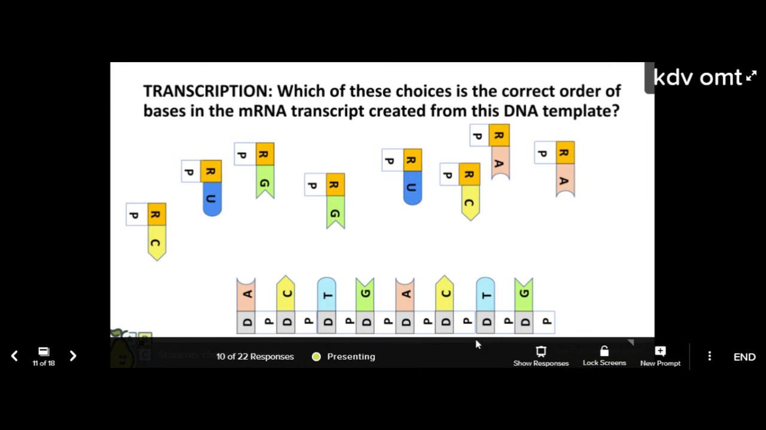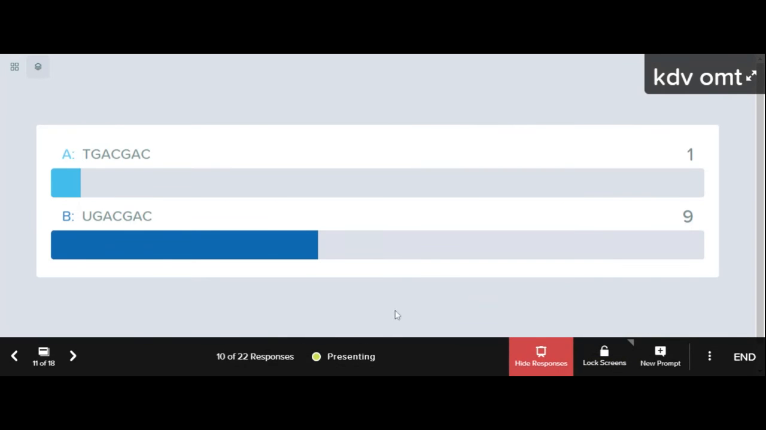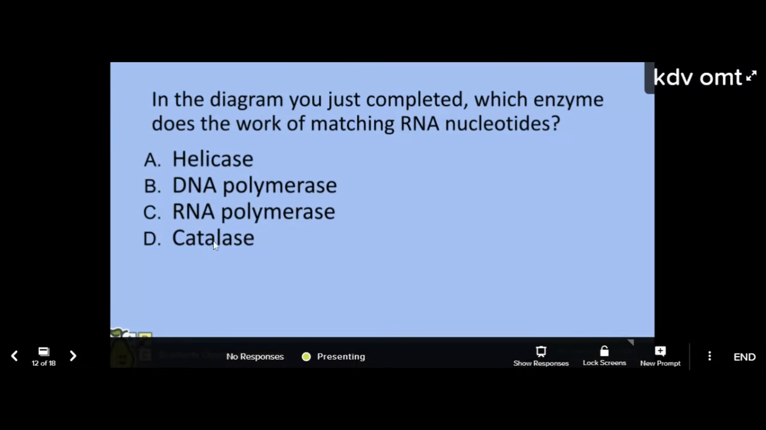Excellent. All right, let me show responses. Let's see what we got. Yes, UGACGAC. If we're talking about mRNA, we need the U's. Very good. In the diagram you just completed, which enzyme does the work of matching RNA nucleotides?